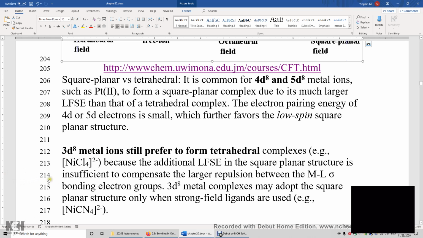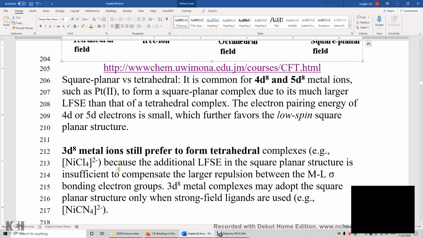For example, this tetrachloronickelate. This is because the additional ligand field stabilization energy in the square planar structure is insufficient to compensate the larger repulsion between the 4 ligands in a square planar structure. Because after all, the bond angle is only 90 degrees in the square planar structure. It's 109.5 degrees in the tetrahedral structure. So in this case, the VSEPR theory wins.